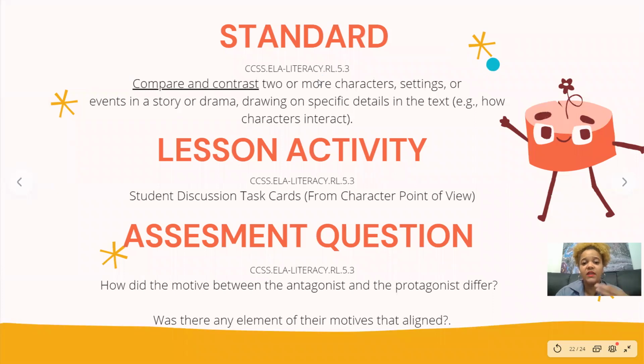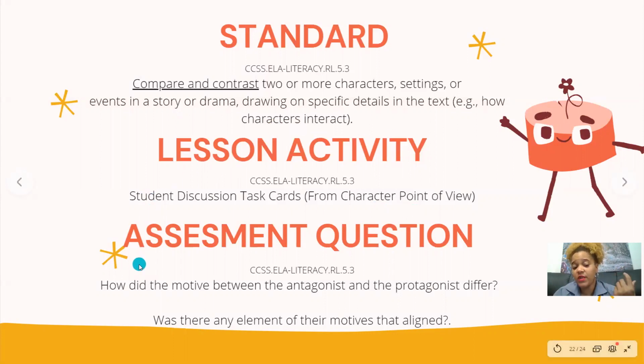So real quick, here's the same standard: compare and contrast two or more characters, settings, or events in a story or drama. However, now I've decided to create a lesson activity that is directly aligned to my standard. I am going to do student discussion task cards from a character's point of view, peeling and picking different characters from the text that we're reading. I would do a partner activity, a turn and talk, with discussion task cards where the students are doing all of the work and all of the learning, and I am monitoring and facilitating to ensure that it's happening.